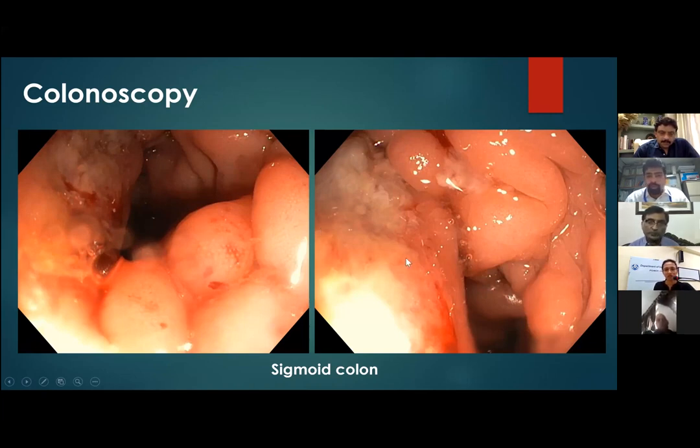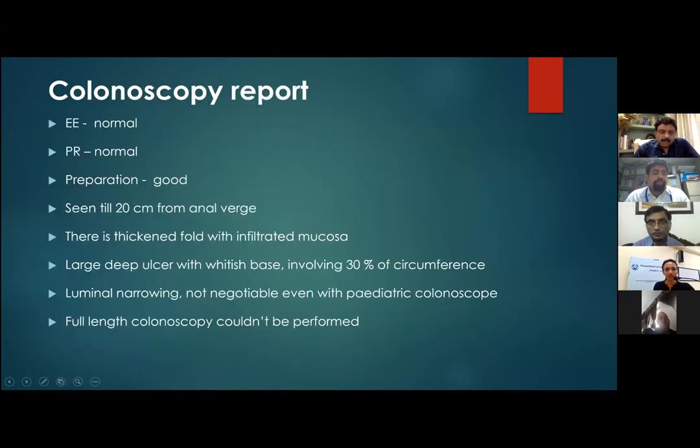So let's see what the colonoscopist reported here. They could only pass the scope till 20 centimeter, where they found a thickened fold with infiltrated and friable mucosa. There was a large deep ulcer with whitish base involving almost 30% of the circumference of the bowel. There was luminal narrowing, so they could not negotiate the scope beyond it, even with the help of a pediatric colonoscope. So they couldn't complete the colonoscopy. The biopsies were taken, I suppose. So they took biopsies and we have the biopsy result.